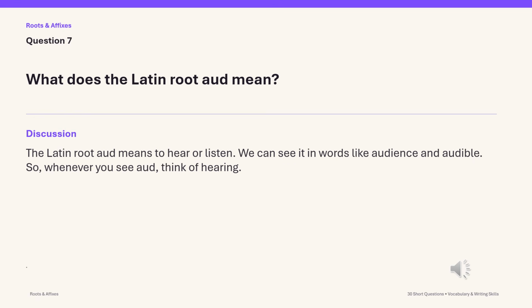So what is the Latin root AUD, odd? Now, the Latin root AUD, odd, means hear or listen. Now, if we think of words like audible, audience, auditorium, all of them are connected to hearing or listening. So the root word odd relates to hearing or listening.